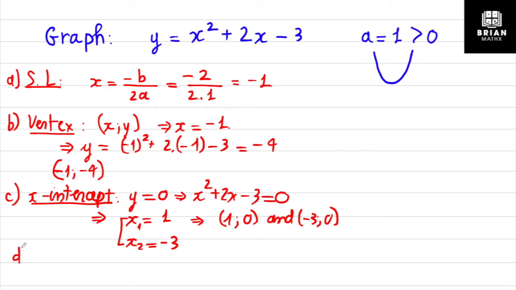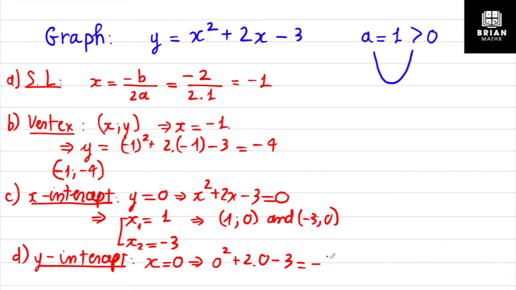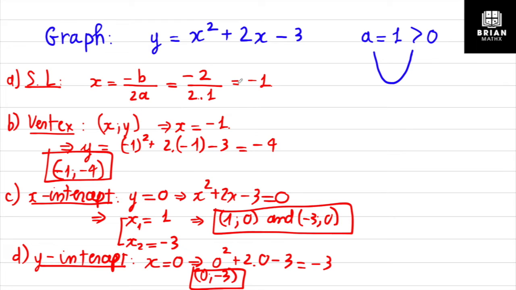And the last step, you will find the y-intercept. The y-intercept is very easy to determine. You just put the value x equal to 0, and the function will become 0 squared plus 2 multiplied by 0 minus 3, which is y. So the y-intercept you will get is 0, negative 3. Okay, so you have the 4 things of this function: vertex, symmetrical line, x-intercept, and y-intercept.